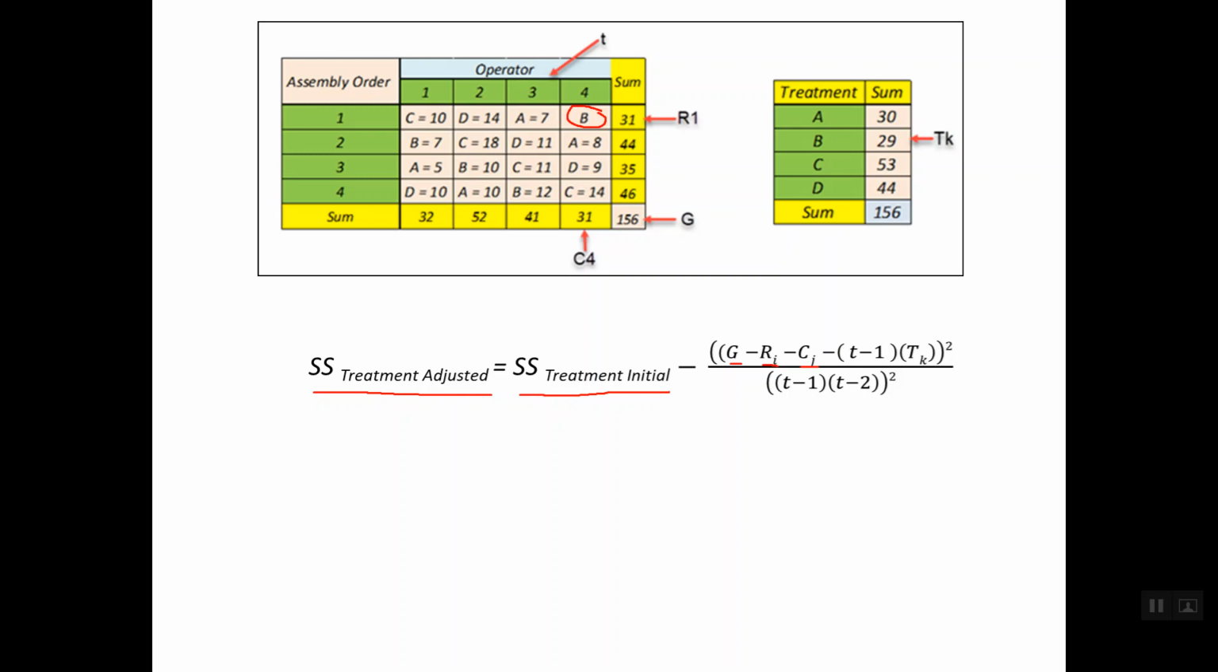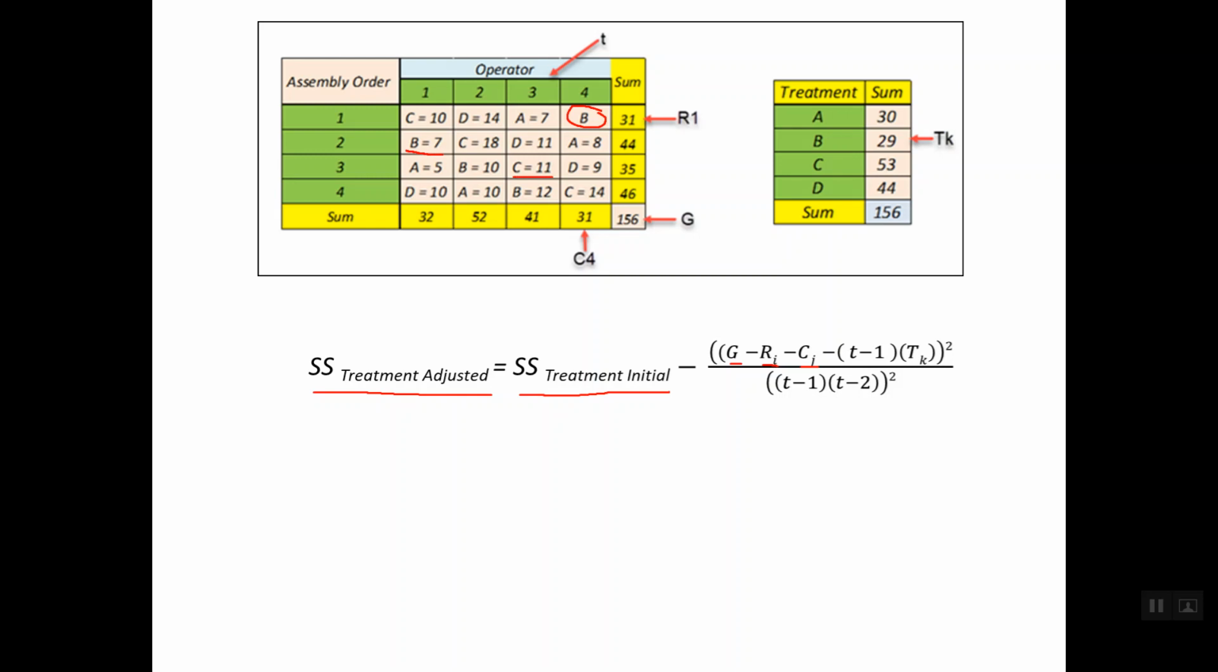If you count the total for treatment B, notice that in the first row we don't have any value because we have a missing value. In the second row we have 7, in the third row we have 10, and in the fourth row we have 12. So the total is simply 29. We should square all of these values divided by T minus 1 multiplied by T minus 2, all squared.